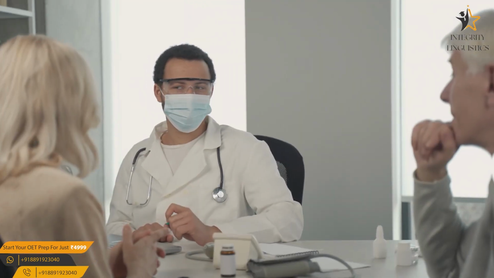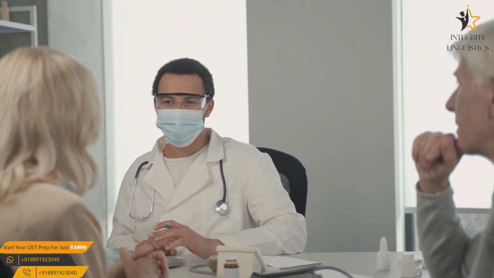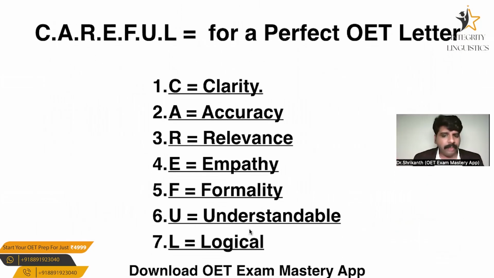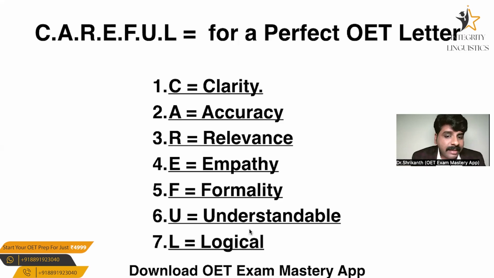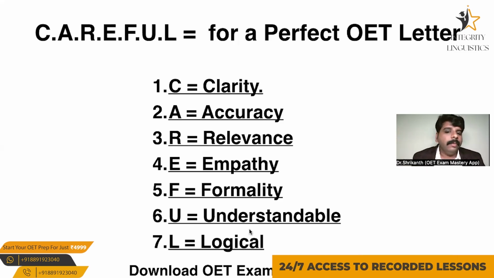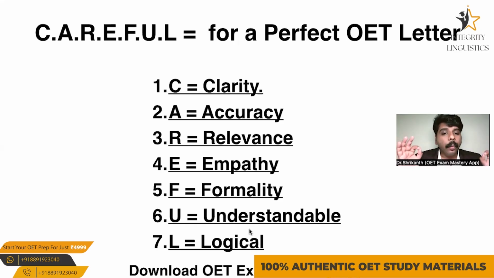U stands for understandable. The reader should never feel confused. If you look at the patient case note of OET, we see a lot of confusing information because OET loves to confuse us. If you write in an even more confusing manner, then the reader will not be able to understand anything and the score will be much less. Therefore, you need to make sure you're writing in a manner in which the reader is able to understand your message very clearly and very easily.